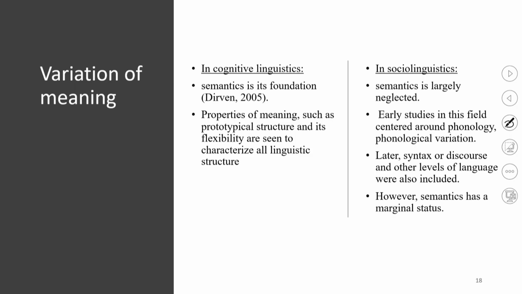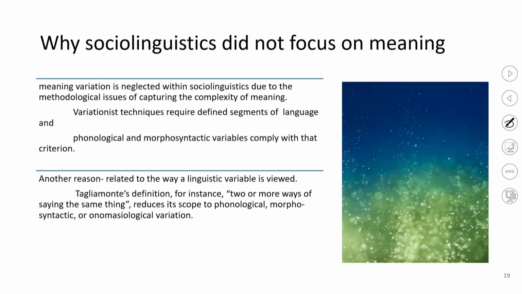So, let us look at the variation of meaning and how cognitive linguistics and sociolinguistics look at it. In cognitive linguistics, semantics is its foundation, and in sociolinguistics, semantics was ignored. Properties of meaning such as prototypical structure and its flexibility are seen to characterize all linguistic structure. In the early studies, phonology and phonological variations were given more importance. However, semantics had a marginal status, which has now changed. Even the idea of prototype has been taken into sociolinguistics to look at how social groups can be understood in terms of category formation and having prototypes, the social version of which is called stereotype.